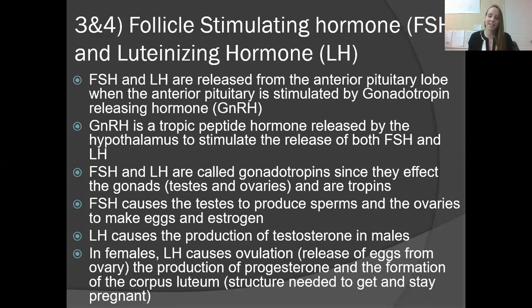Both FSH and LH are found in both males and females. They go to the testes and ovaries. FSH causes the production of sperm in males and the production of eggs and estrogen in females. LH causes the production of testosterone in males, and in females, it causes ovulation, which is the release of the egg from the ovary, as well as the production of progesterone and the formation of something called the corpus luteum, which we'll talk about in the next unit.